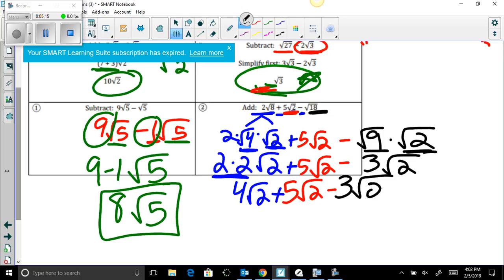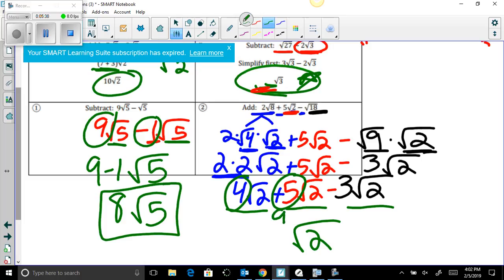So now look at what I'm left with. Yes, I had to do some work to simplify. It wasn't hard, but I had to make sure each one was simplified. Now, do you have like radicals? Yes. Keep the radical. Do what the numbers ahead of them say. Since it's addition and subtraction, I'm going to go from left to right. 4 plus 5 is 9. And then 9 minus 3 is 6 radical 2. And I have my answer.